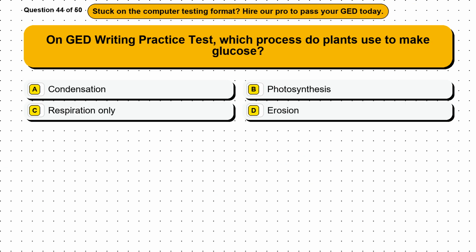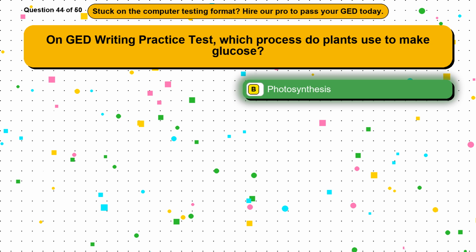Question 44. On GED Writing Practice Test, which process do plants use to make glucose? Option A condensation. Option B photosynthesis. Option C respiration only. Option D erosion. The correct answer is option B, photosynthesis.